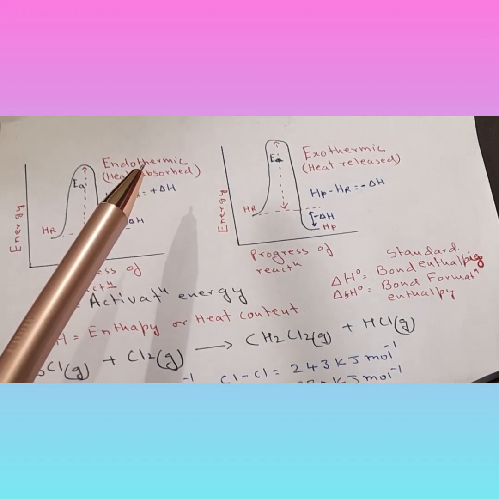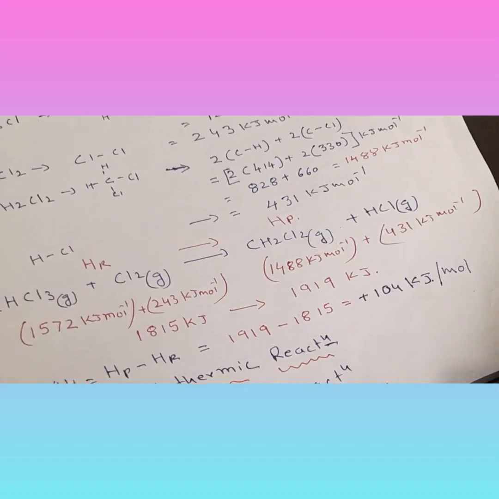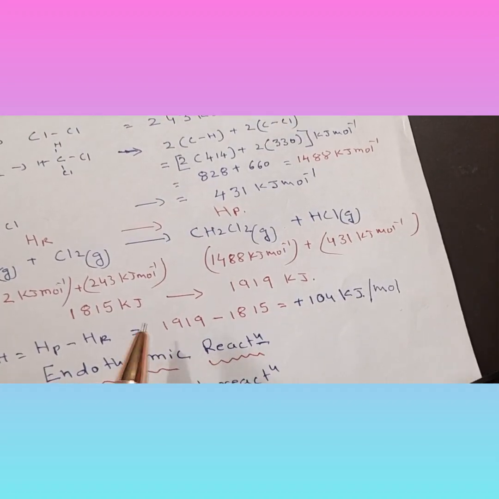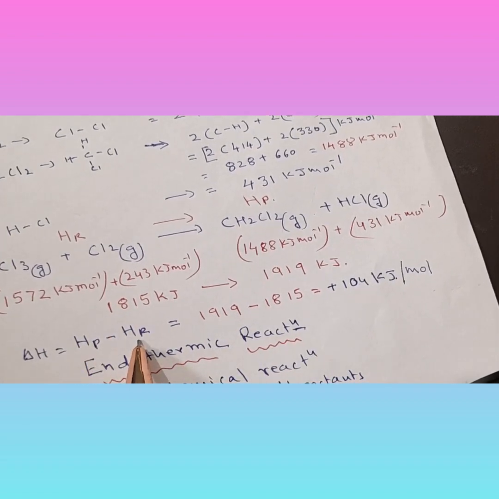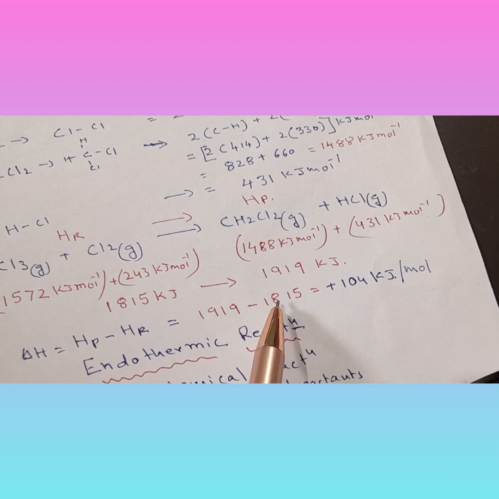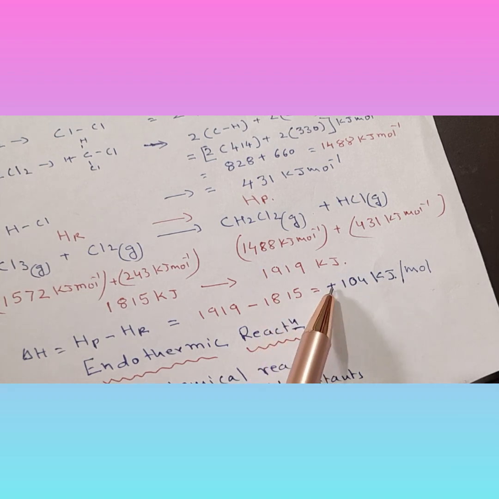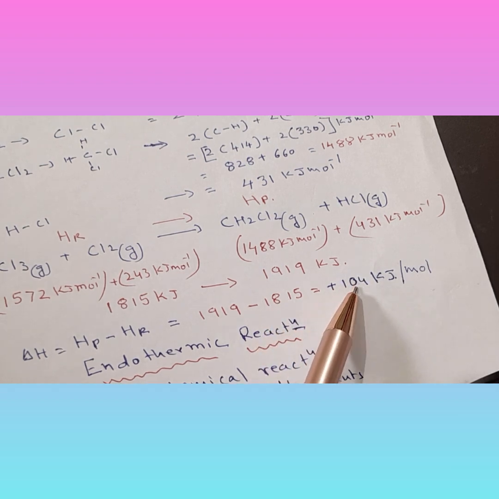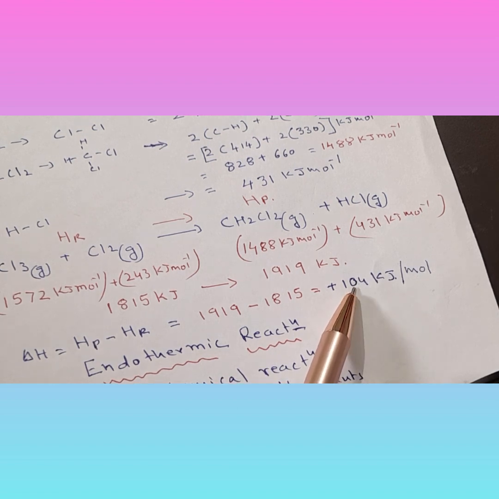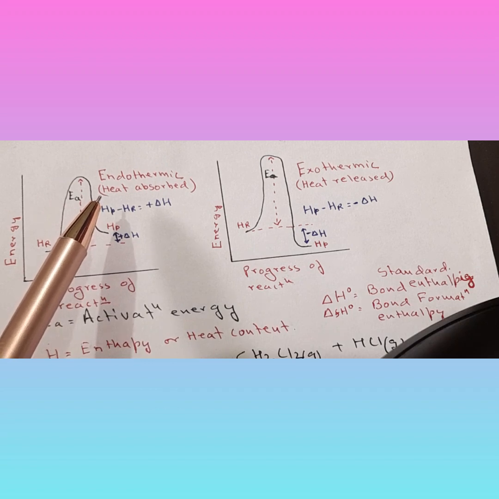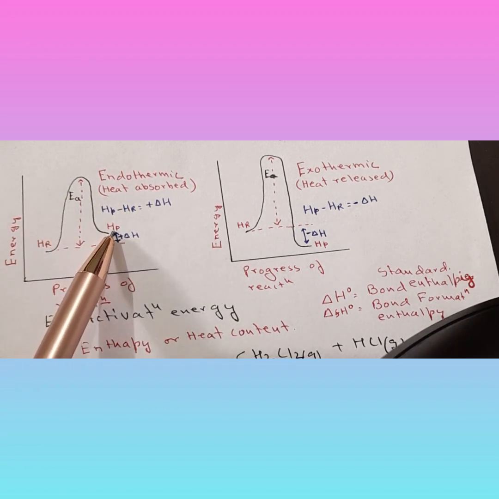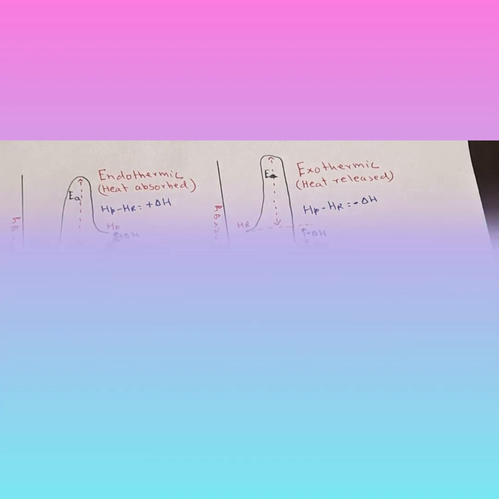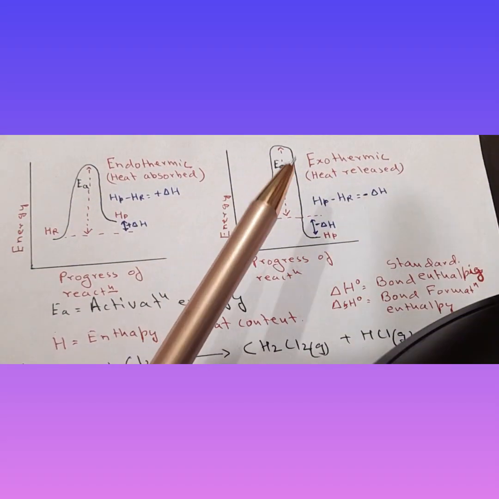All right, so when we saw this part, HP minus HR, we did that, and what we got is positive. So this is endothermic. Whenever this reaction occurs, the entire system becomes cool because it takes this much heat from the system. All right, let's understand what an exothermic reaction is now.